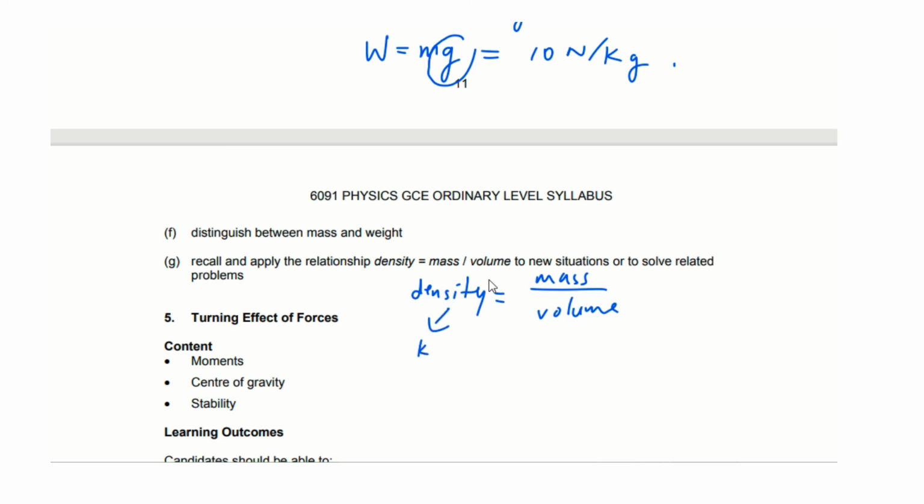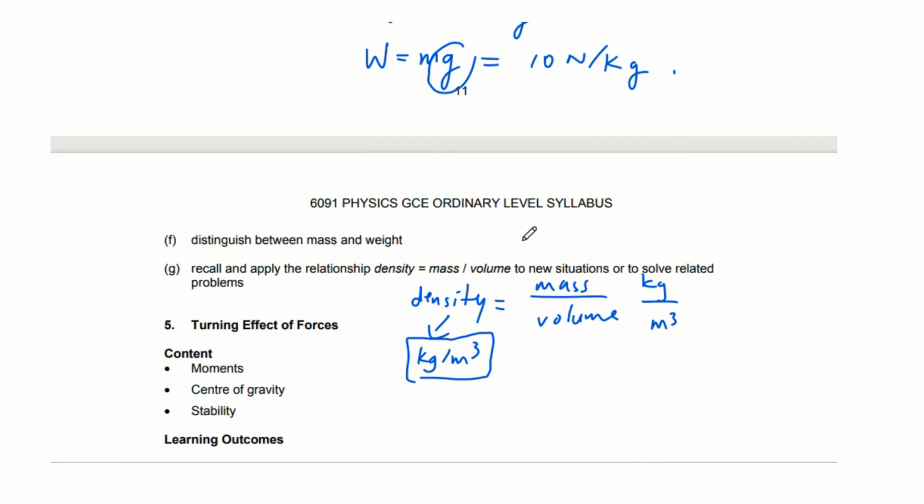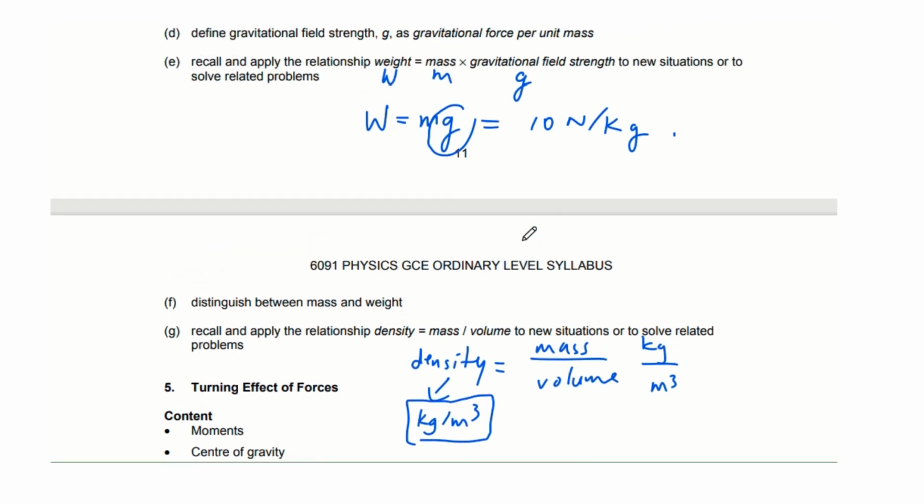And density is usually in kg per meter cube. It takes these units when mass is in kg and volume is in meter cube. If mass is in grams and volume is in cm cube, then the unit for density is grams per cm cube. All right, and with that, we've completed the summary of the chapter on mass, weight, and density.